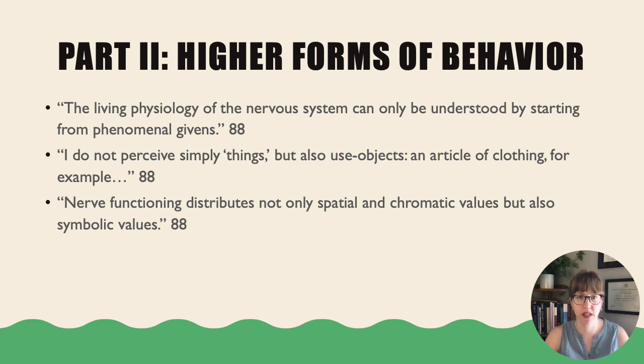Okay, he says the living physiology of the nervous system can only be understood by starting from phenomenal givens. So these are just a few short quotes that I think are really important. He says that there are some kind of phenomenal givens. In this book, he's asking, what did Pavlov say we have to start with? What can we start with as givens? So that's what this is connecting back to. There are phenomenal givens. It's not simply this ability to build a pure physiology and build up from kind of stackable parts. There's something else that is given, something that is phenomenal.